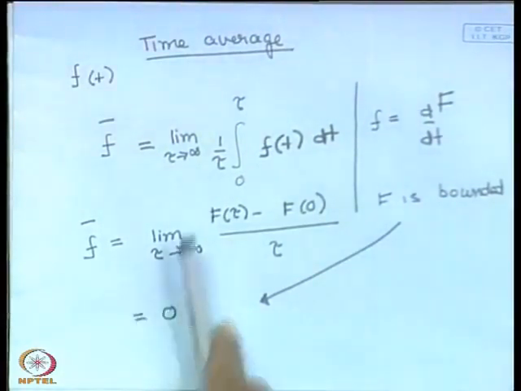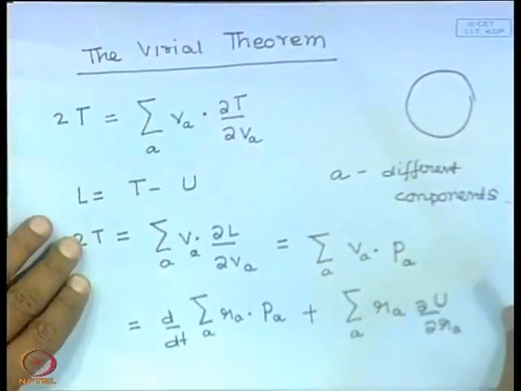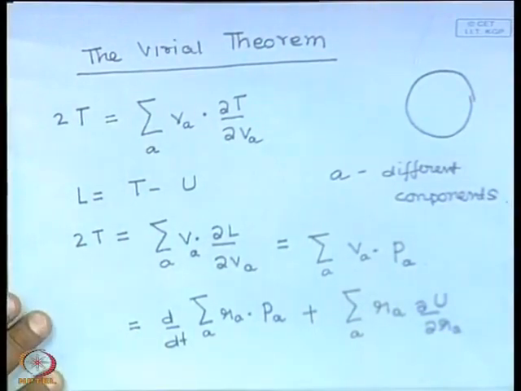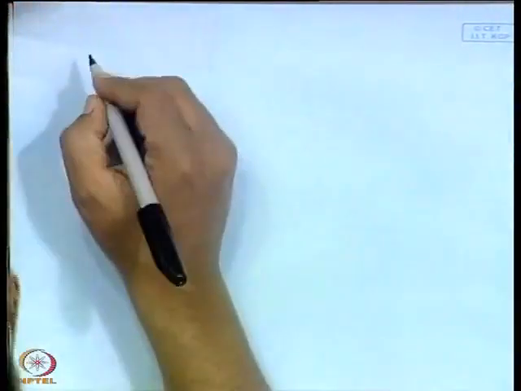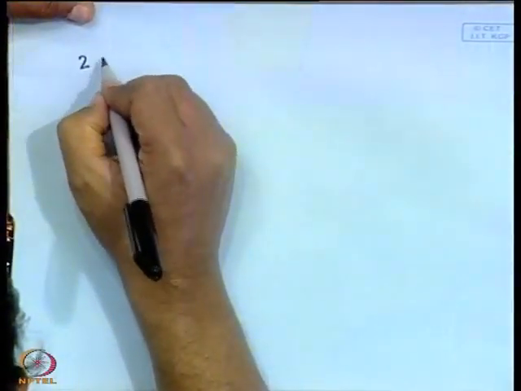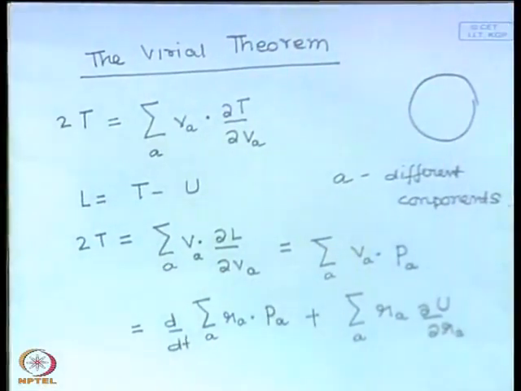Okay, so the time average of any quantity which is a derivative of something that is bounded is going to be 0. So here we are interested in calculating the time average of the kinetic energy, twice the kinetic energy to be precise. So we would like to calculate this, 2 T bar. Okay. Now let us look at these two terms. There are two terms over here.